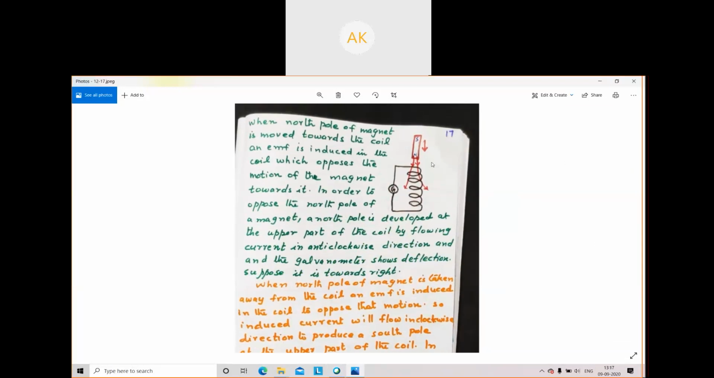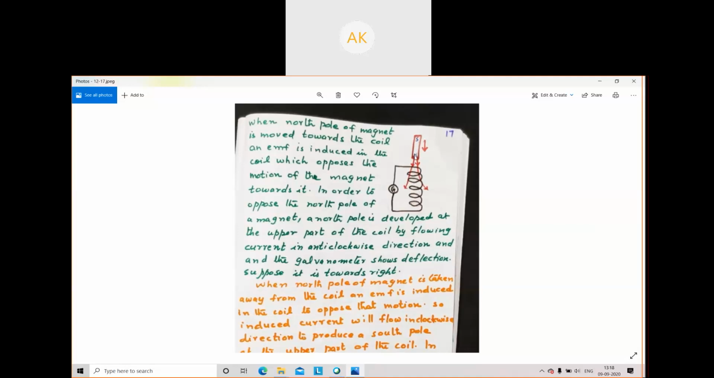The north pole of the magnet is moved towards the coil. What happened? The flux, these are the field lines. Field lines pass from the north pole and they end in the south pole. Inside, the field lines are south to north. Outside, the field line direction is north to south. So only two field lines are shown there, but many field lines are present.